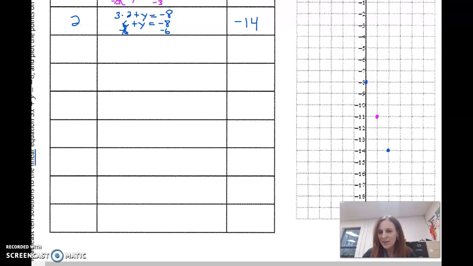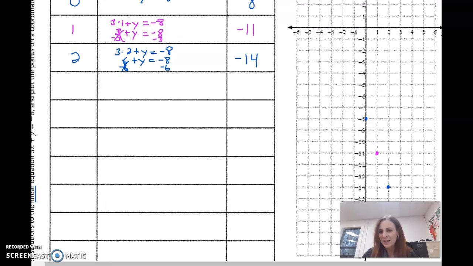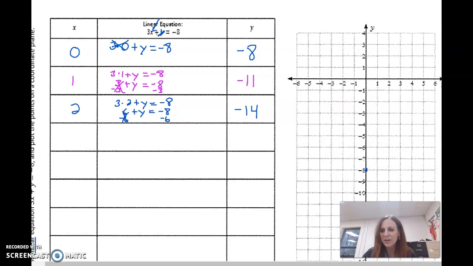Now notice the shape these points are starting to take. The reason we're doing 10 is so we can see what shapes we have.